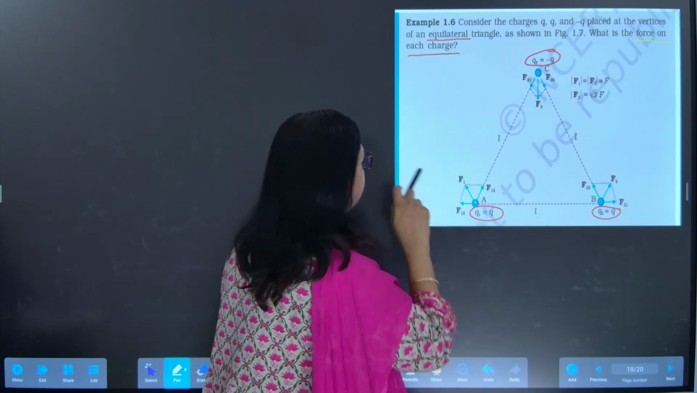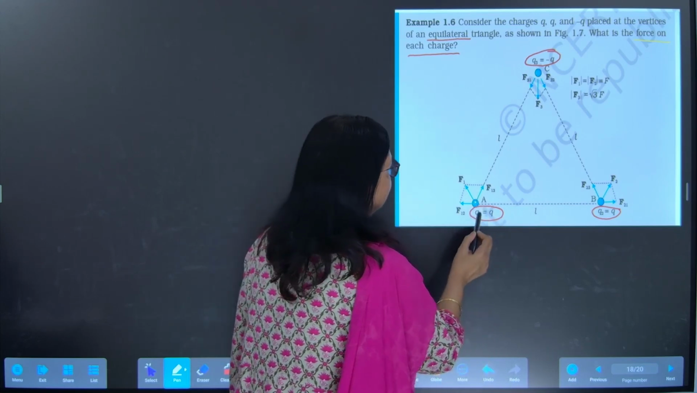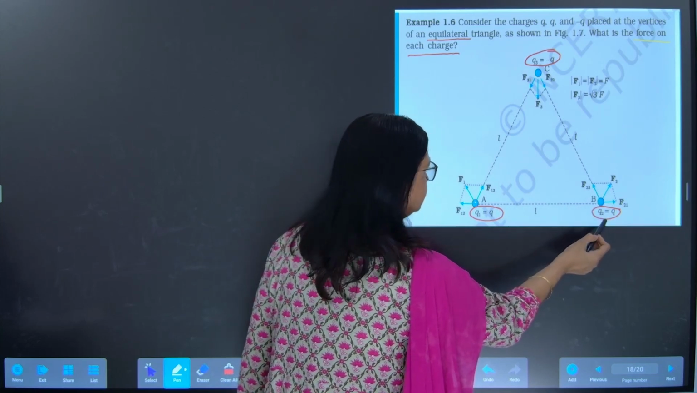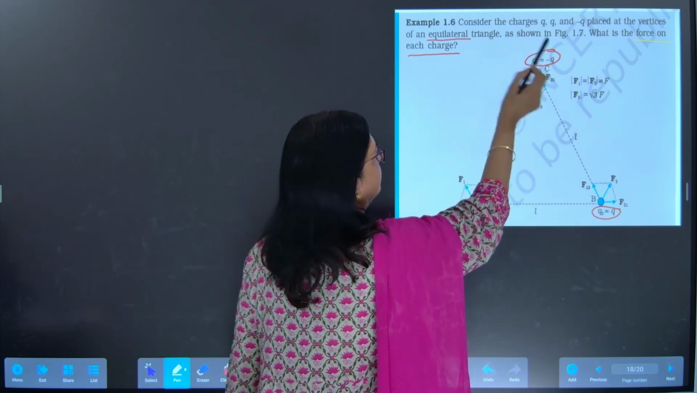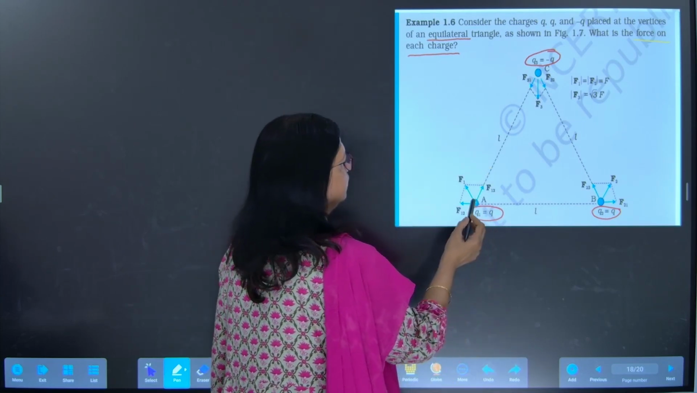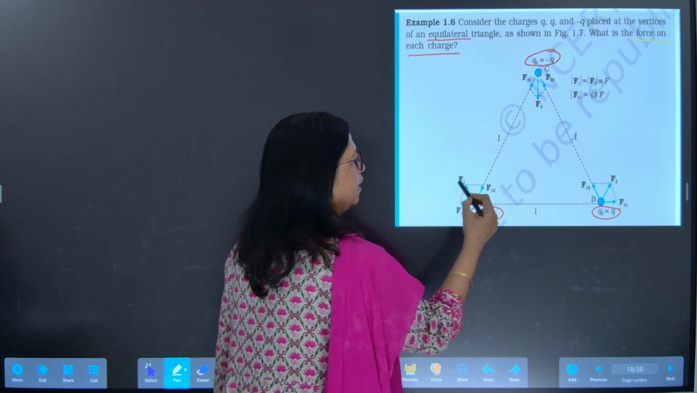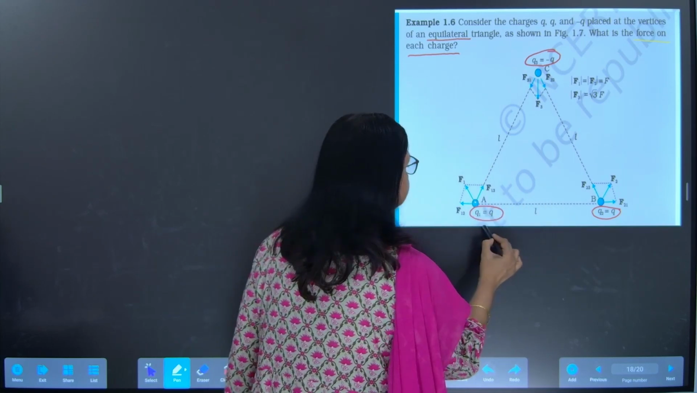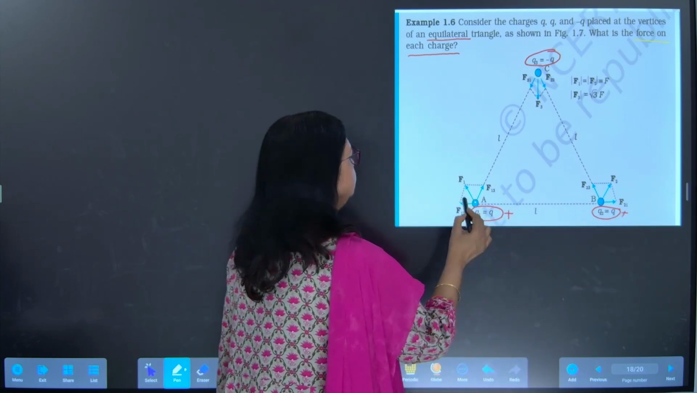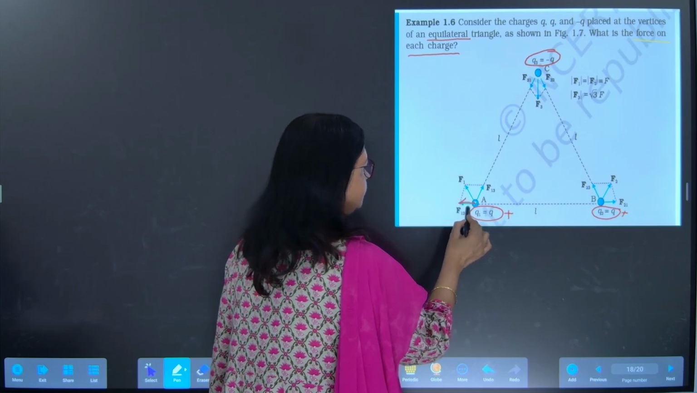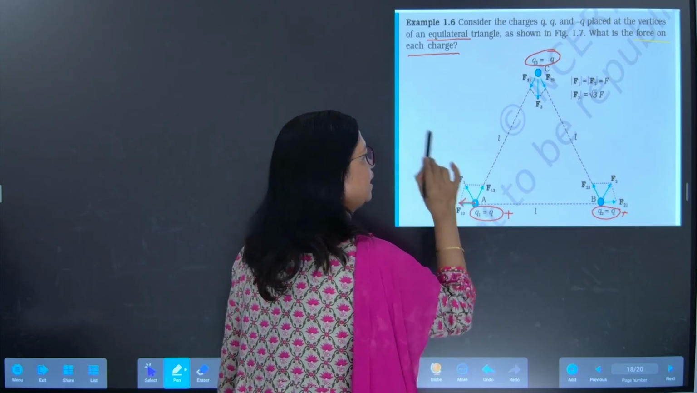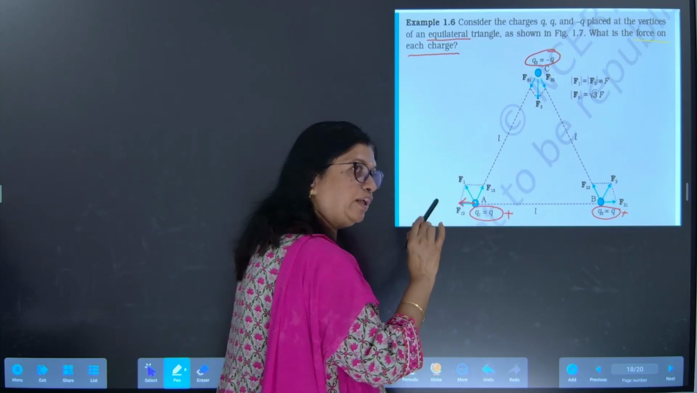Let us consider first the vertex A, on which there is a charge Q, which has forces due to the charge on B, that is Q, and the force due to the charge on C, that is minus Q. So let us first consider, are these two forces acting on A repulsive or attractive? Sorry, these 2 charges are positive, so the forces on them will definitely be repulsive. So we have a repulsive force on A due to the charge on B. At present we are interested in only A, so I am drawing the direction only for A.